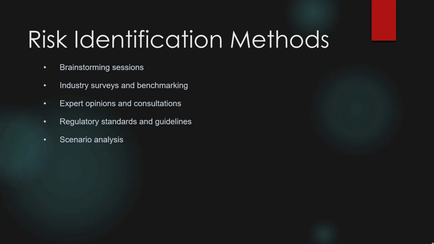Let's explore the methods for risk identification, which is the crucial first step. Brainstorming sessions bring together people from different areas, front office, risk, compliance, operations, and back office, to identify potential risks. Diverse perspectives help surface risks that might be missed by a single department. Industry surveys and benchmarking involve looking at what risks other institutions face and what loss events have occurred in the industry. If a peer experienced a cyber attack, you should assess whether you have similar vulnerabilities.